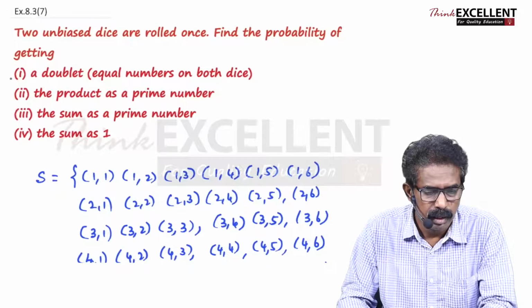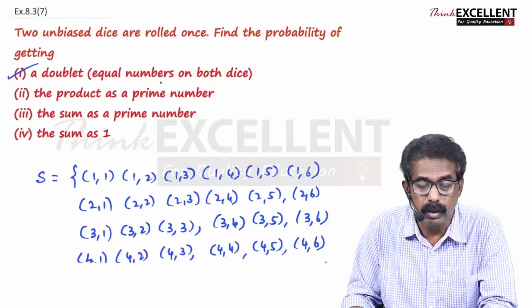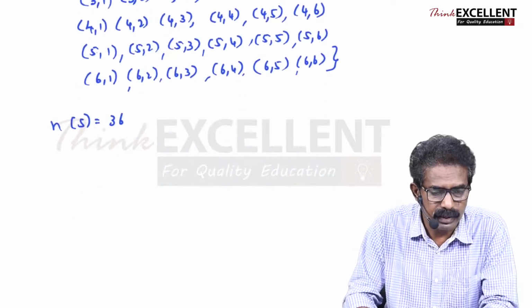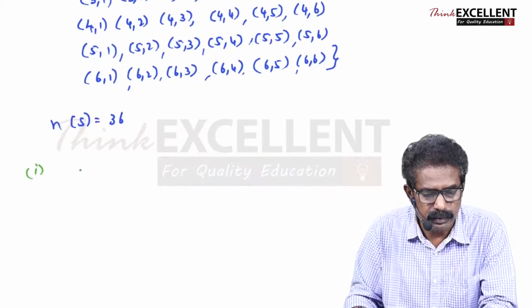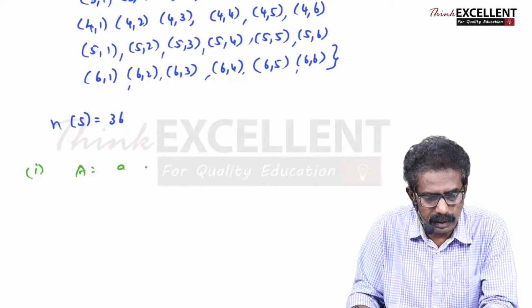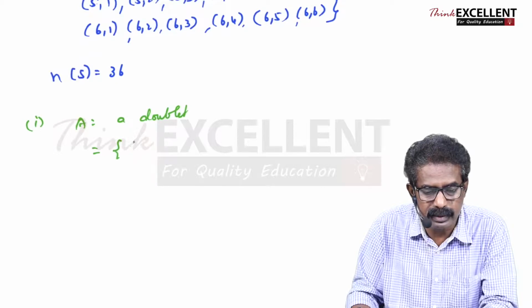36. First question, getting a doublet. Doublet means equal number on both dice. Okay, so the first one is getting a doublet. A stands for a doublet. Doublet means both must be of the same number.